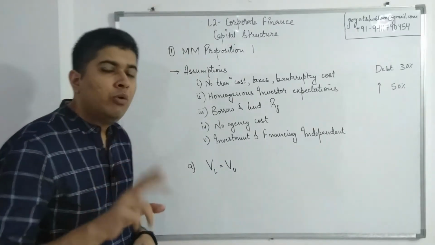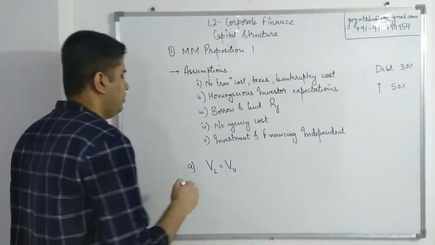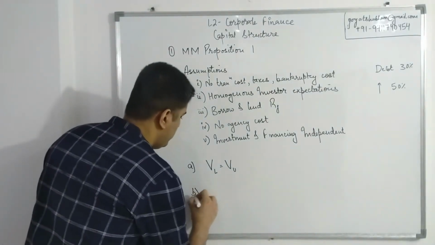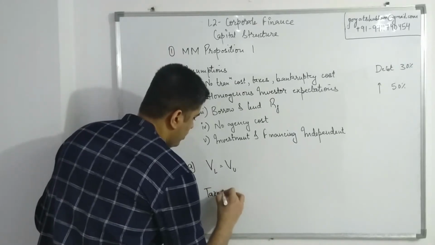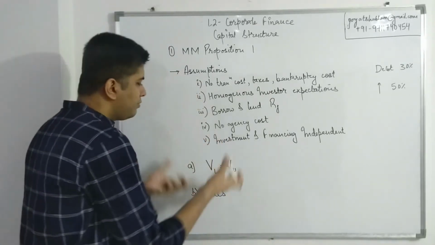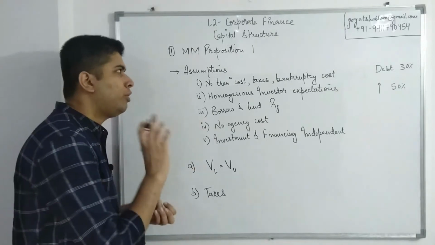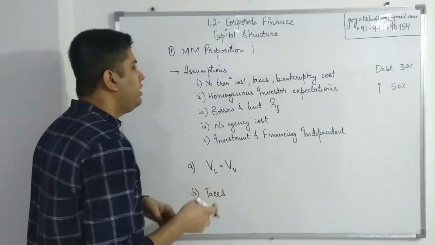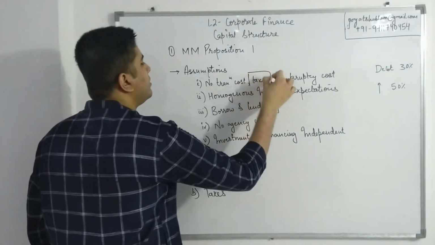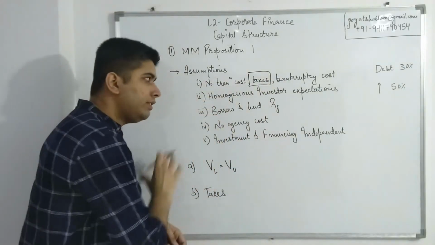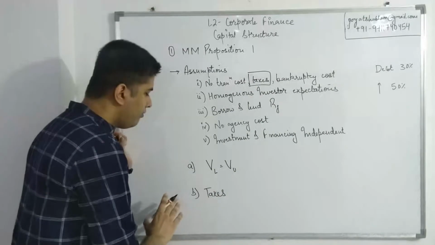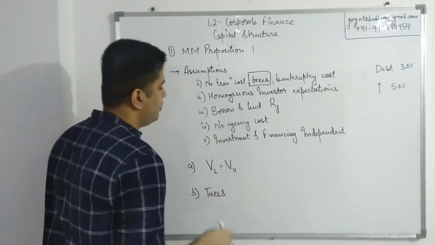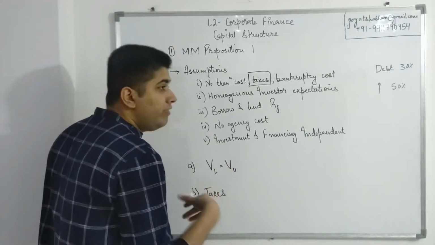Now there is one more part of the proposition, which is introducing taxes. So the next part of proposition 1, it's still proposition 1, but this part is just removing the no-tax assumption. So now all the other assumptions hold, but taxes are there. So the second part of proposition 1 is with taxes.